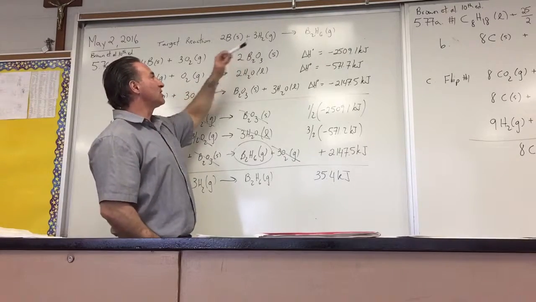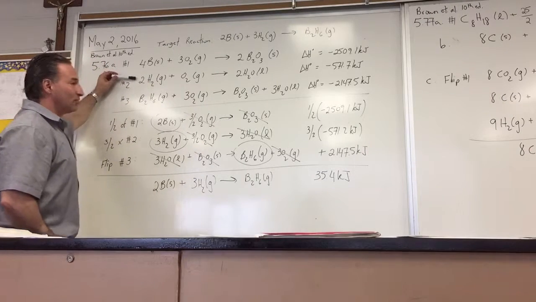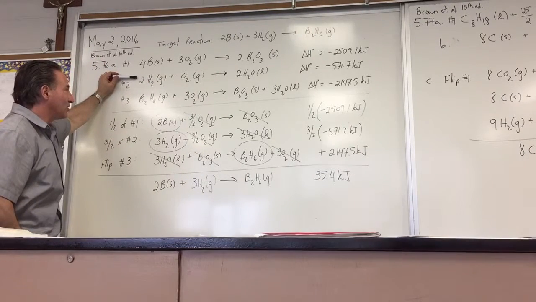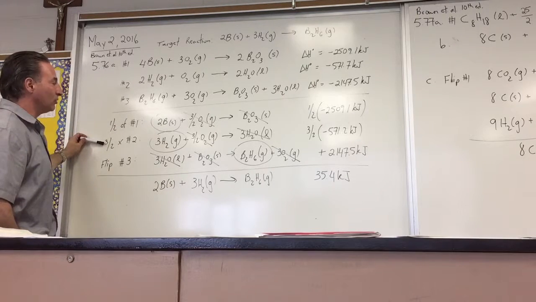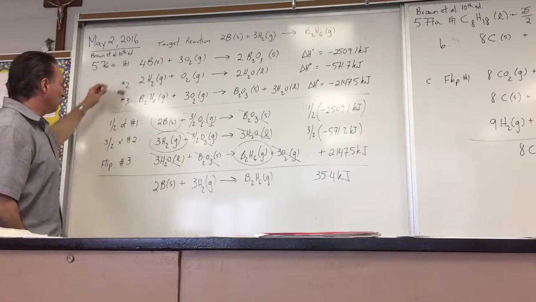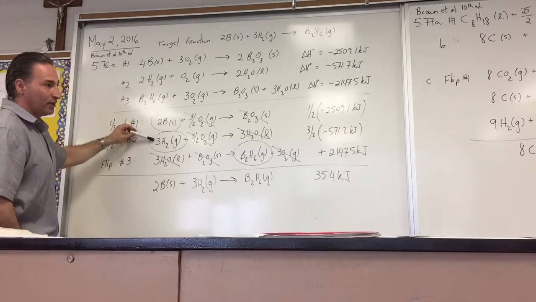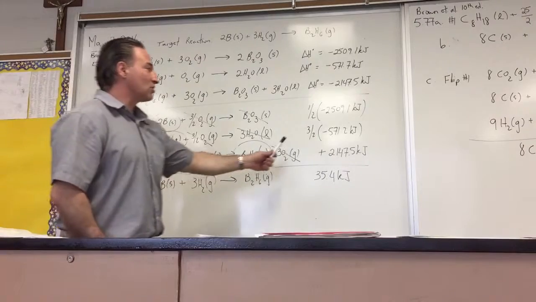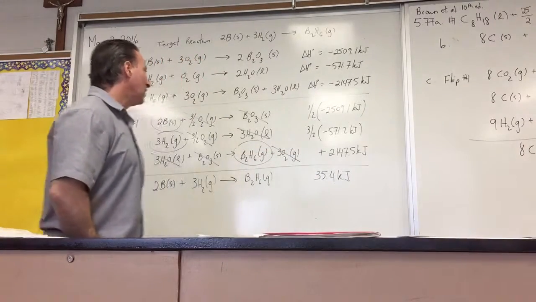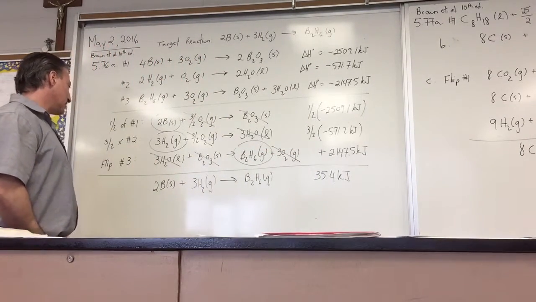The second step is to look for hydrogen. We need 3 hydrogens, and we have 2 hydrogens. So how are we going to get the 3 hydrogens we need? We're going to multiply the whole reaction by 3/2. So if you multiply 2 by 3/2, you get 3. And of course, you multiply everything else in the reaction by 3/2. You also multiply the enthalpy by 3/2. That gives you the requisite 3 hydrogens.